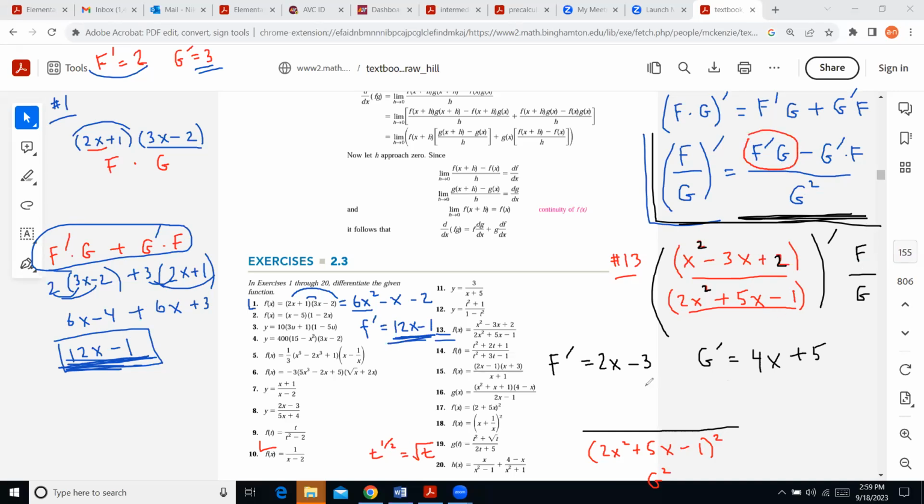So f prime is this 2x minus 3 that I will times by function g, which is my denominator. So that same denominator, I'm going to copy just the way it is. It is very tedious, I know.